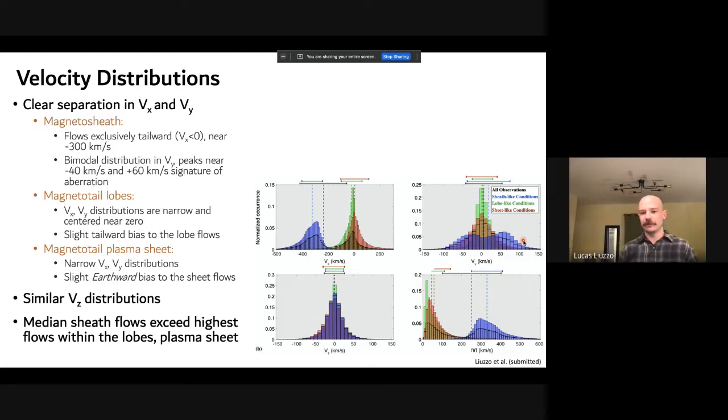Something else that you can see in the magnetosheath flows in VY, again, is the aberration of Earth's magnetotail located near the moon, in the sense that you have this shift in VY against a value of 0, where these peaks in the negative VY component are centered near 40 kilometers per second, but in the positive sense are centered closer to 60. And again, this is just explained by the orbital motion of Earth imparting this additional VY velocity component onto what the moon actually sees.